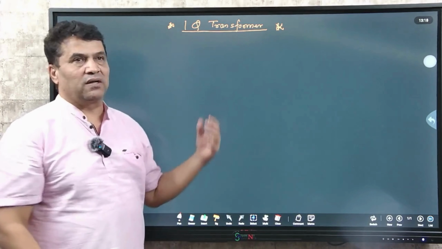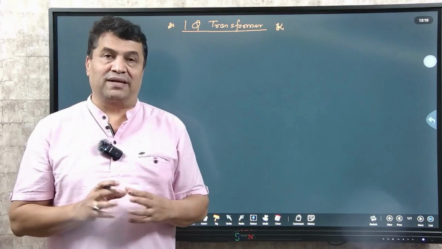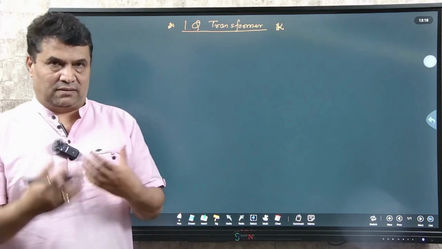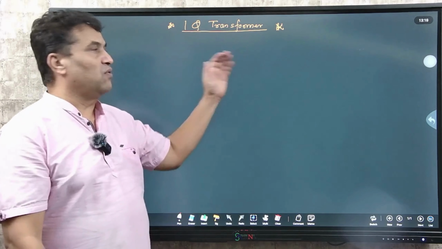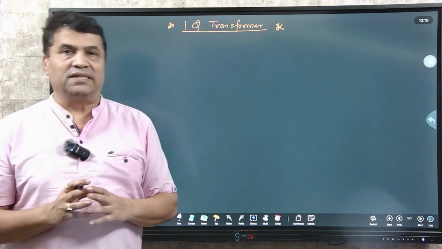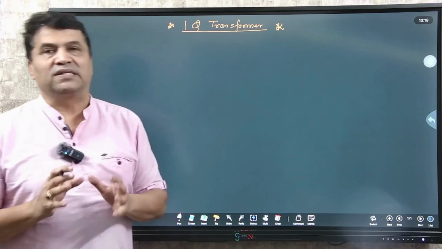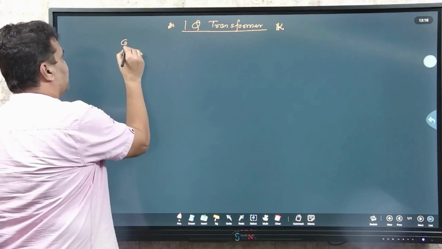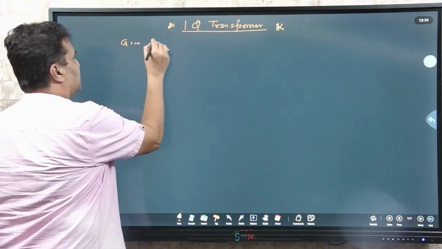So it is a very short theory part of the transformer, not the detailed transformer video, because the transformer is a big topic that I'll cover in the next playlist. But now the interest is how we have to cover some theoretical concepts of the transformer from the Mumbai University exam point of view. So in the transformer, the first question is always: explain construction.